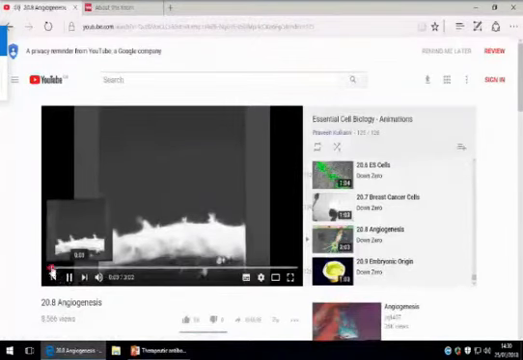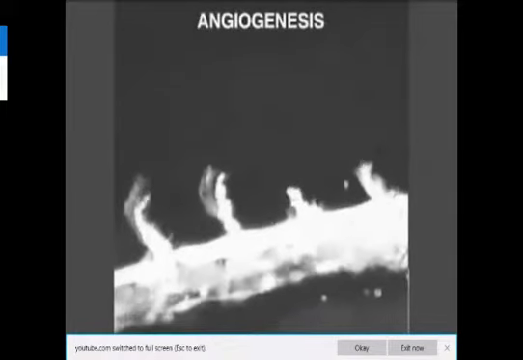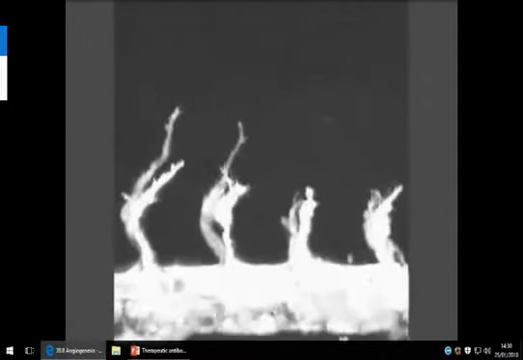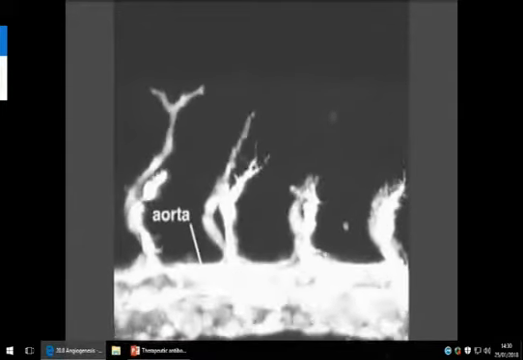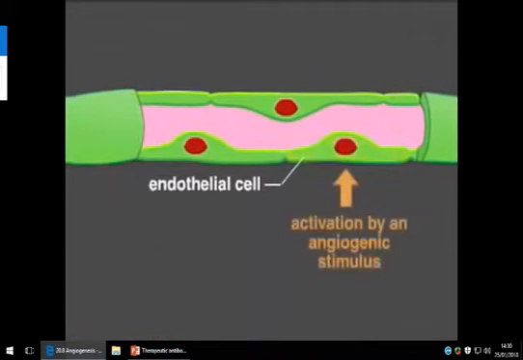The body must generate, as a normal part of growth and development, new blood vessels to oxygenate the tissues. In a process called angiogenesis, new vessels sprout from existing ones. In this movie, we see endothelial cells sprouting to form new branches from the aorta of a zebrafish embryo. Each sprout is initially formed by one or a few endothelial cells. The process begins when an endothelial cell of a small vessel is activated by an angiogenic stimulus, such as vascular endothelial growth factor, or VEGF.